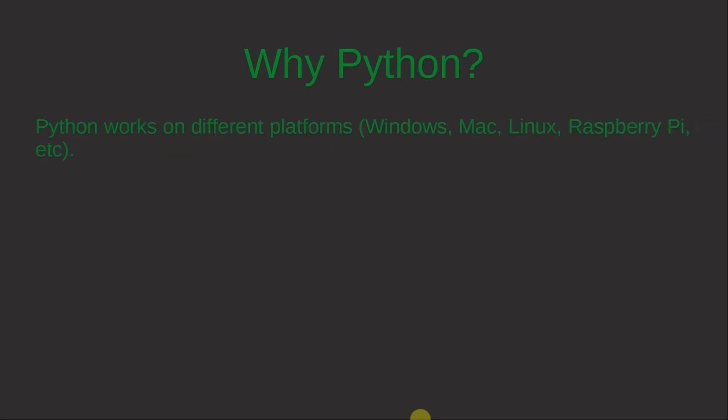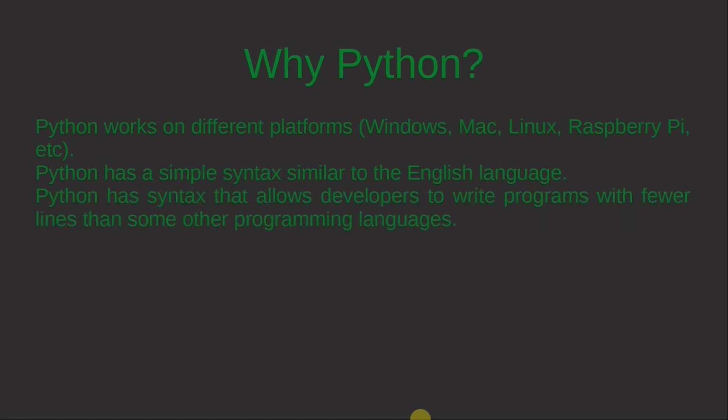But why Python? Python works on different platforms. It works on Windows, Mac OS, Linux, Raspberry Pi, and etc. Python has a simple syntax similar to the English language. It is close to the English language. Python has syntax that allows developers to write programs with fewer lines than some other programming languages.